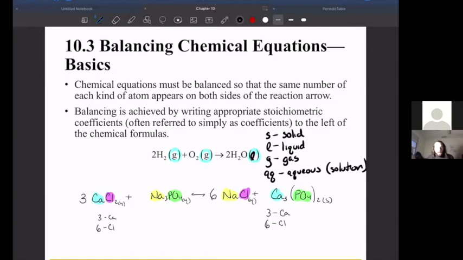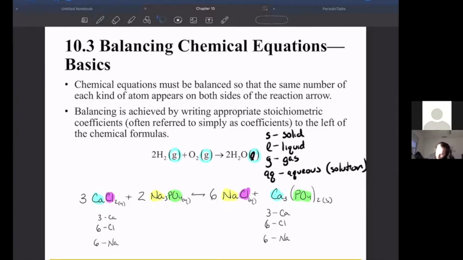Looking at my sodiums, I have 3 over here and 6 over here. Well, I can square that off by putting a 2 there. That will make it so that I have 6 on both sides.